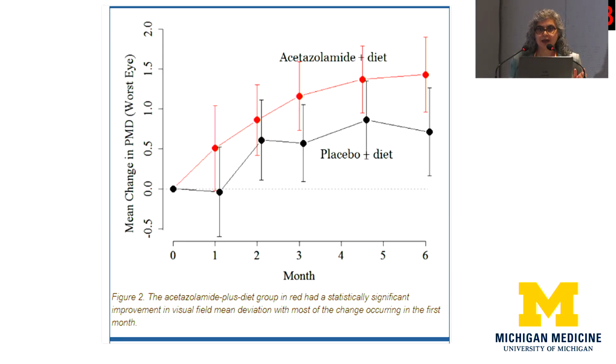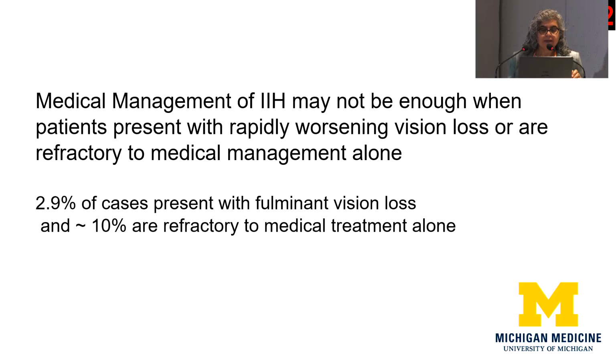So they often need a multi-pronged approach to headache management. The medical management of IIH can work very well, but it may not be enough when patients are presenting with rapidly worsening vision loss or they are refractory to medical management alone. If you look at all cases, about 10% are refractory to medical treatment alone, and 2.9% can present with fulminant vision loss. So what are our options there?